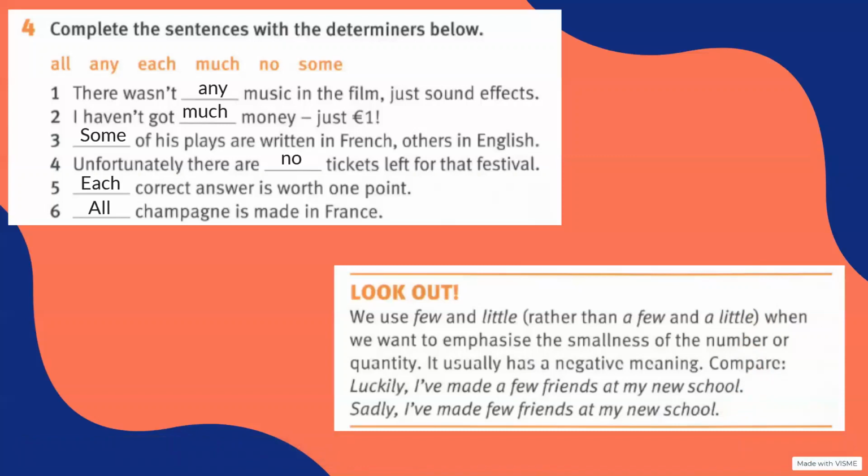So both of them are talking about a small number of friends, but the first one takes a more positive stance. So I've made a few friends. That's good, as opposed to no friends, right? While the other one says I've made few friends. And what they mean is I haven't made enough friends. I want to make more friends. So that's the difference. It's not a big difference, but it matters when you use these expressions.